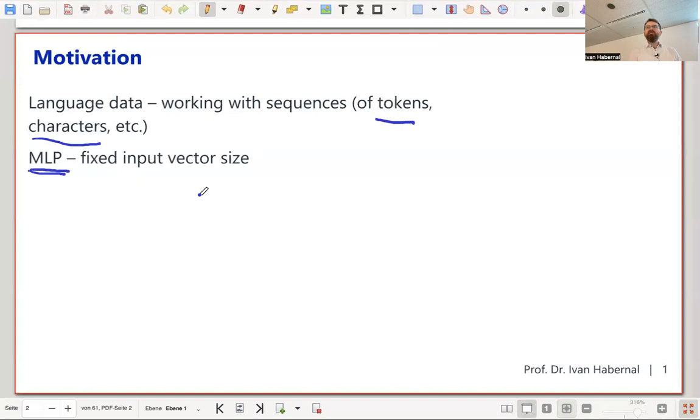But so what is MLP? Sanity check, what is MLP? It's an abbreviation of something. If you're using abbreviations, everybody has to know what they mean. Yes, it's multi-layer perceptron, exactly. What is a multi-layer perceptron? Any ideas what that thing could be?